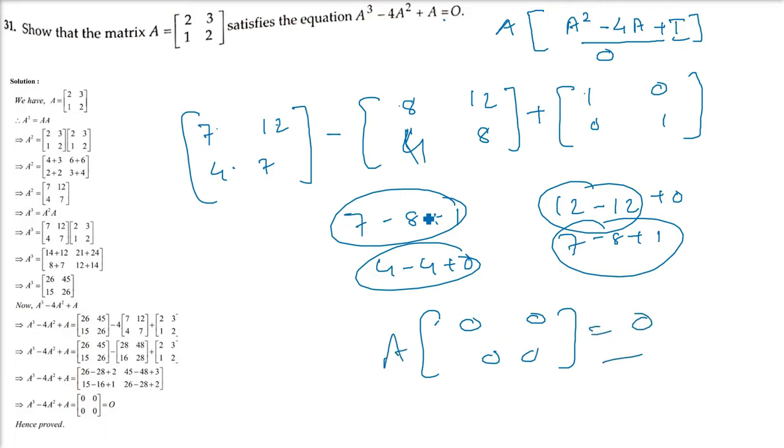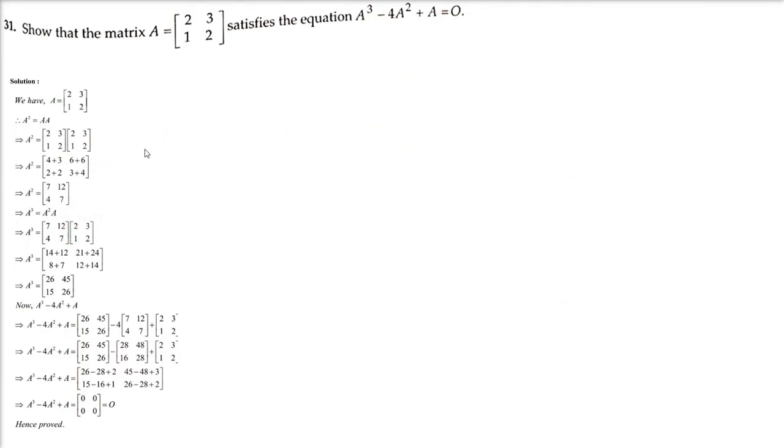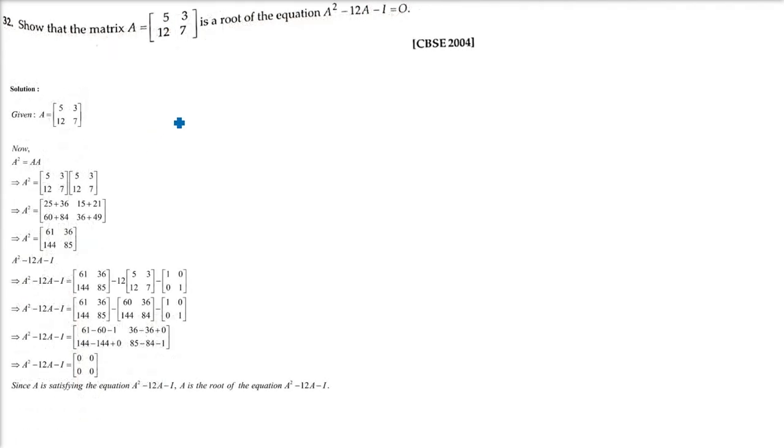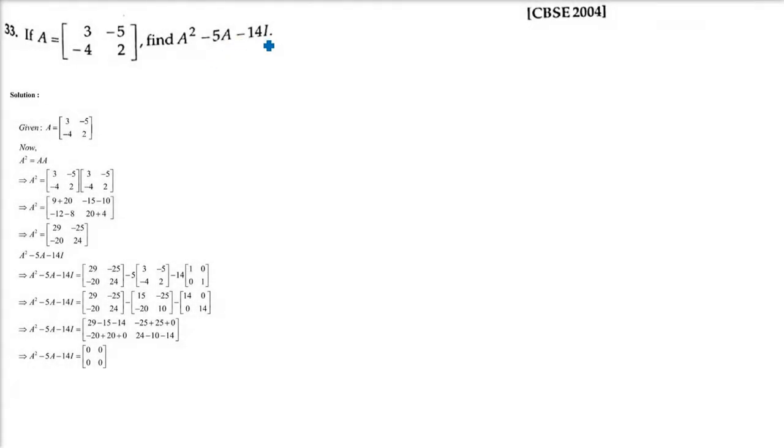So rather than doing all these, just take A common. If this is of 5 marks, you have to do A cube minus 4A square plus A. If it is 2 marks, just take A common. Okay, here they are trying to find out the roots. This also you will be able to find out. This is CBSE 2004, put the values.